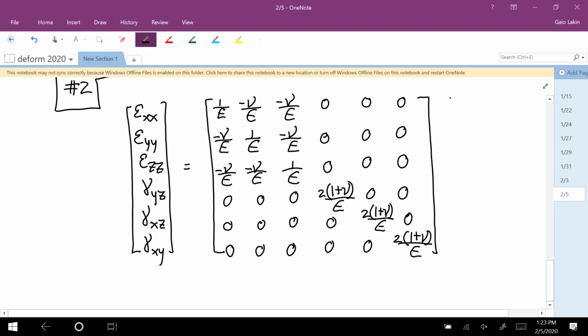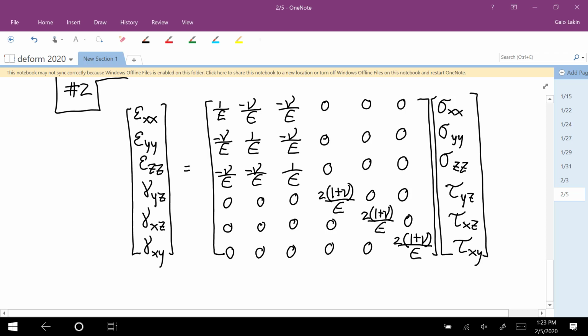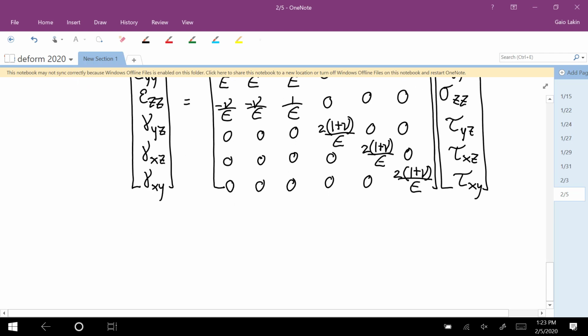Times the Voigt stress. That should be YY, ZZ. And then you can keep writing sigmas, or this time I'm going to write it as taus. It means the same thing. And now just do the matrix multiplication to come out with the relationships.